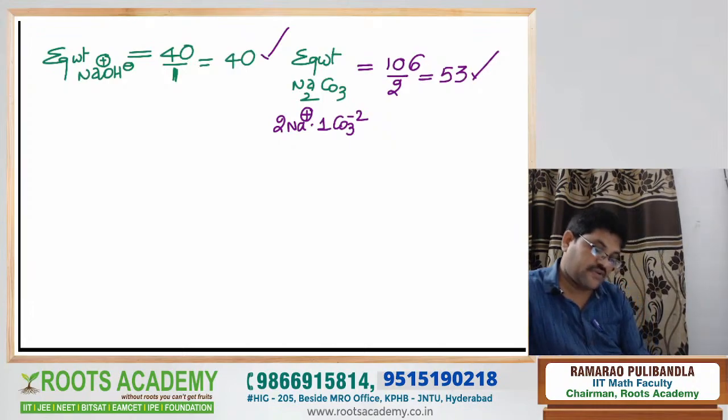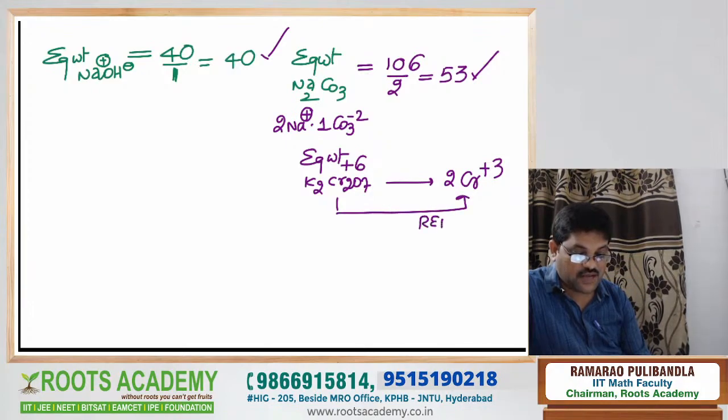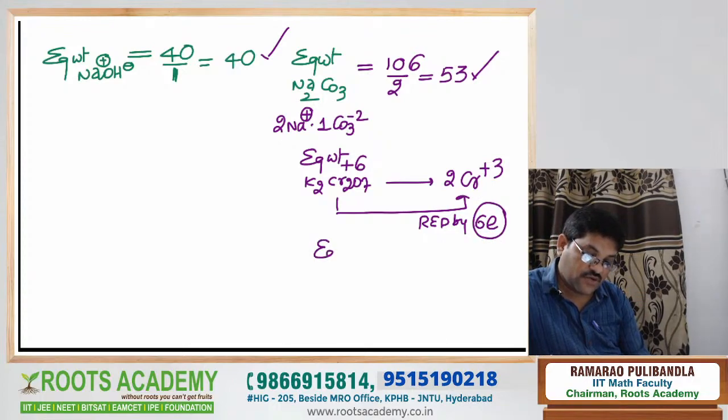K2Cr2O7, equivalent weight of that. In the case of K2Cr2O7, it changes to what? 2 moles of Cr+3. Remaining, the plus 6 ten, plus 12 becomes plus 6. Reduction by 6 moles of electrons. Therefore, reduction by 6 moles of electrons, now what to write?